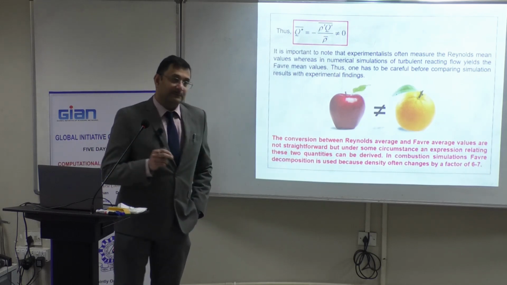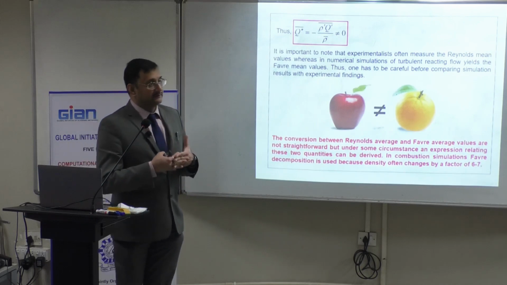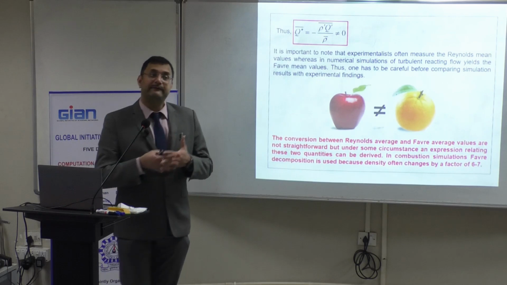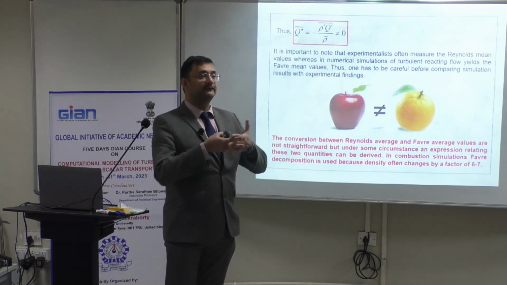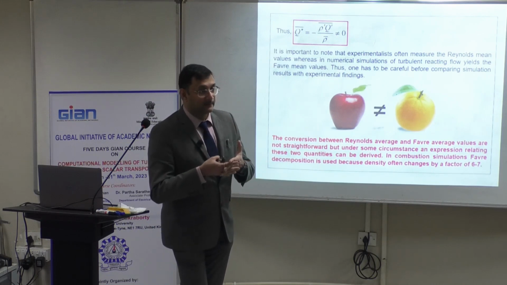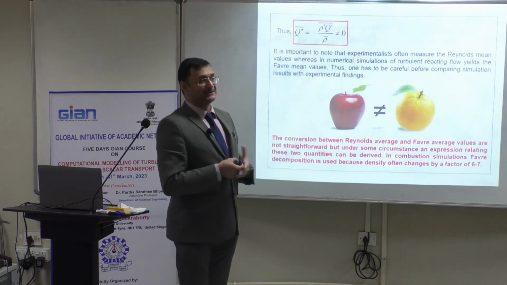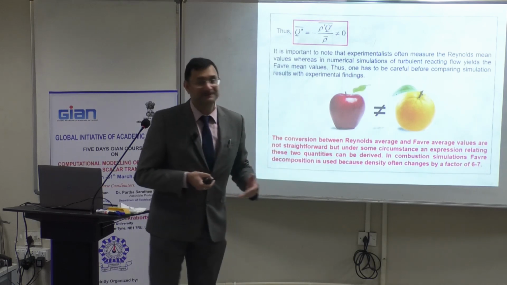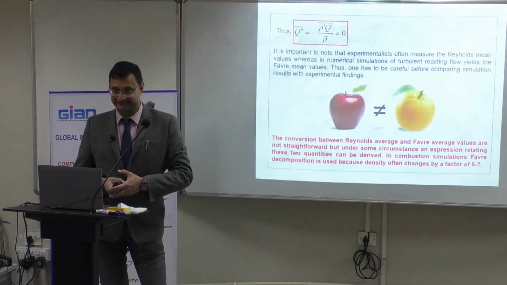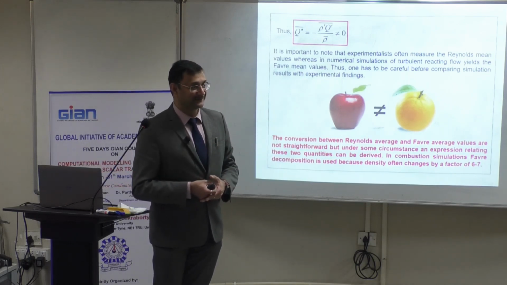That poses difficulty from the point of view of computational simulations, because when we are running simulations for compressible flow, we solve for Favre mean quantities, and get Favre fluctuations perhaps from that, but experimentalists don't generally measure those quantities. They measure the Reynolds average and Reynolds fluctuations, because it is easier to measure those things.